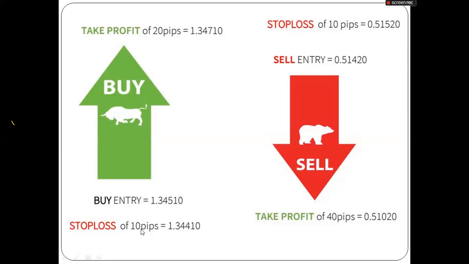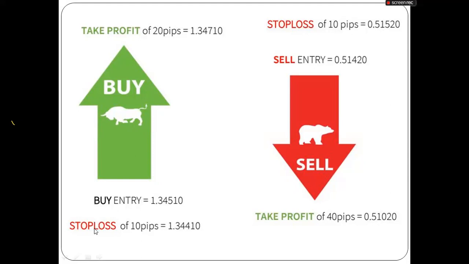So please pay attention. Now, what do you mean by stop loss? We understood profits. Let's say you bought it here and it went up by 20 pips, you can take profit at that 20 pips or allow it to go further up. Now, what is this stop loss?